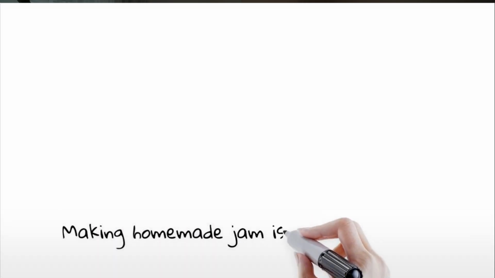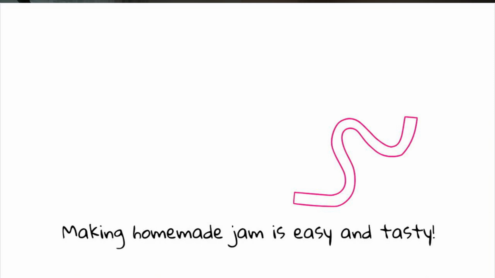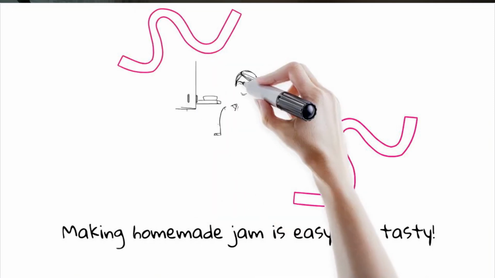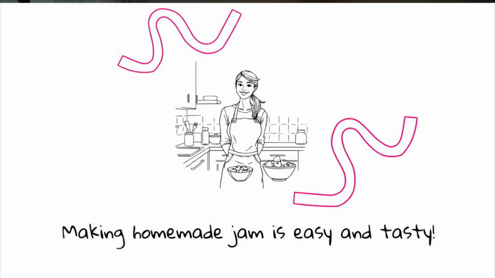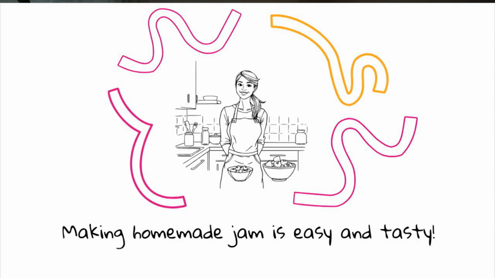Scene. Bright kitchen with ingredients laid out on a countertop. The camera zooms in on a bowl of fresh fruit, e.g. strawberries or raspberries. Voiceover, excited, upbeat. Hey, food lovers. Today we're making some homemade jam. It's super easy, super tasty, and you can make it with just a few simple ingredients. Let's get started.